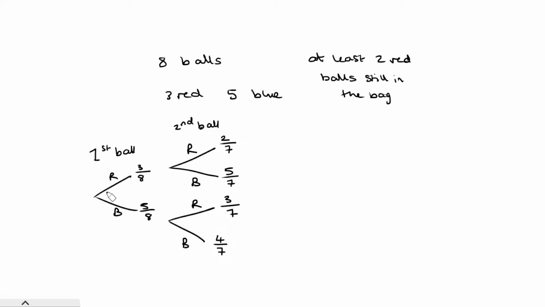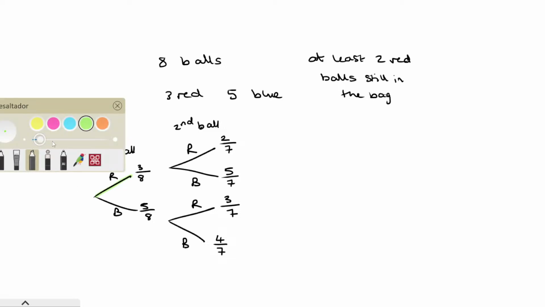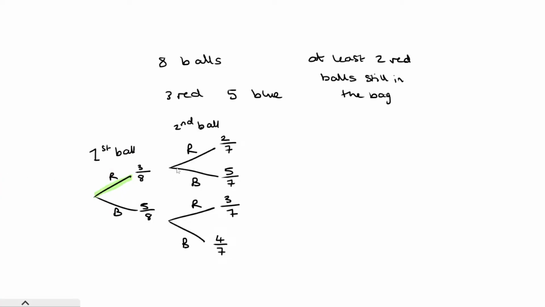So I could pick red first. Hang on, let me make this a bit bigger, so you can see the highlighting. I could pick a red ball first, couldn't I? But then I couldn't pick another red ball because then there'd only be one left. So I would have to pick this one, the blue. The other option is that I pick blue first, but I could also then pick a red second, couldn't I? Because there would still be two left.